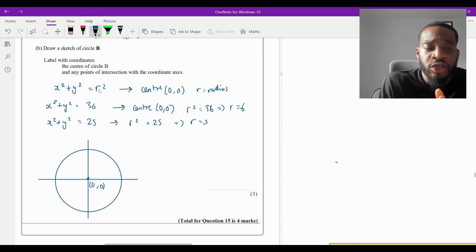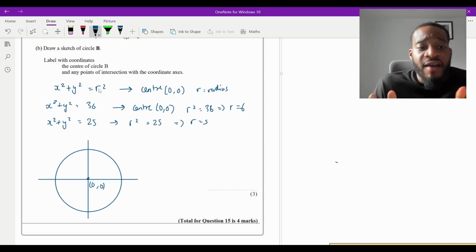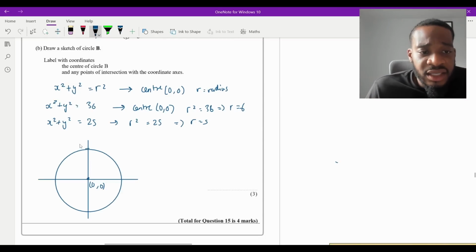So in every direction, in terms of vertically and horizontally, it's going to be 5 units, right? Away from the origin. So in this case, the y-intercept here is going to be 5. The y-intercept here is going to be -5. This one's going to be +5, and that's going to be -5. So this is our original equation, right? This is x squared plus y squared is equal to 25.